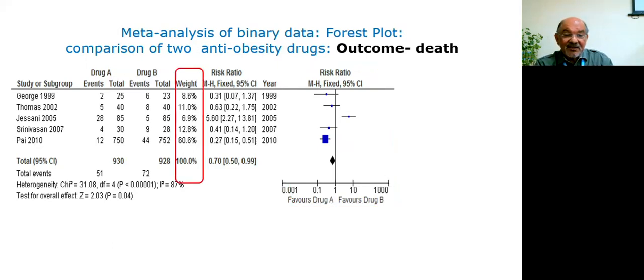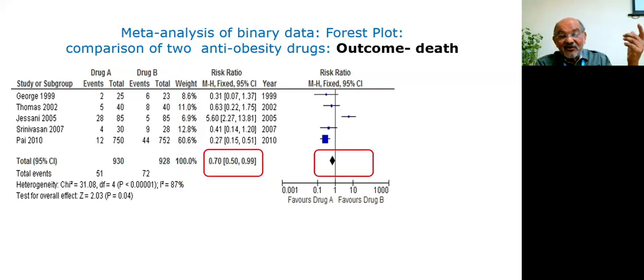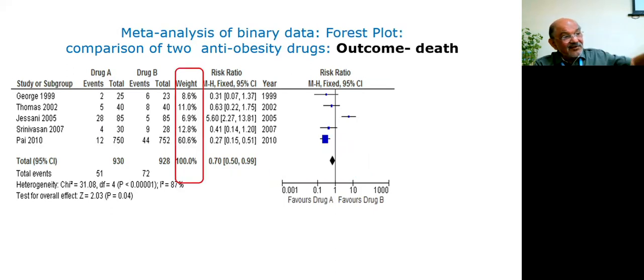Now, the weight given to the study, Pi got the most weight. Why? 60% of the weight is for Pi. Narrow confidence intervals. The sample size is misleading. Narrow confidence interval. Which is the study which had the next largest sample size? Jesani. How much weight did Jesani get? The least weight. Why? Widest confidence interval. So it's inverse variance, no? That is the inverse of the confidence interval width.